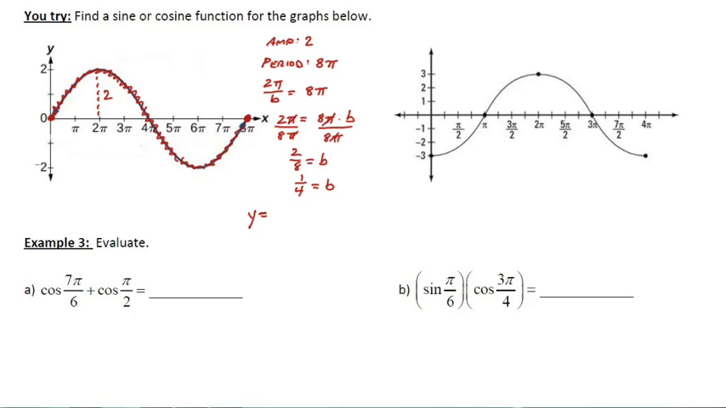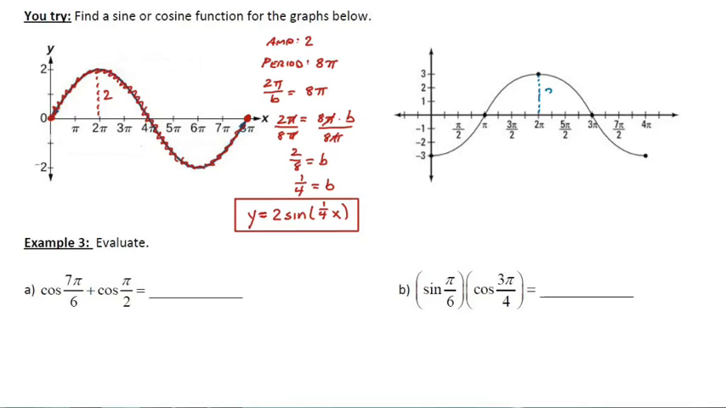Now if I want to write an equation for this, it'd be y equals positive 2, because my graph goes up first from the midline, 2 sine of 1/4 x. And since I'm calling this a sine graph, I don't have to consider a phase shift of any kind. That would be my equation there.